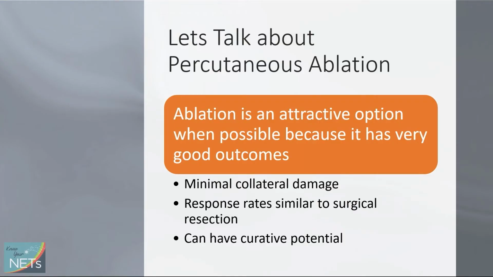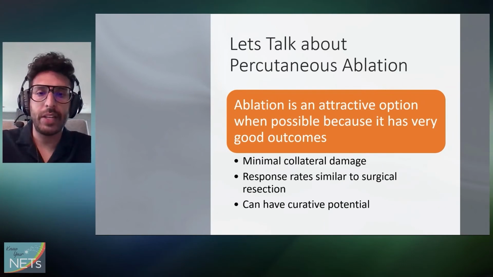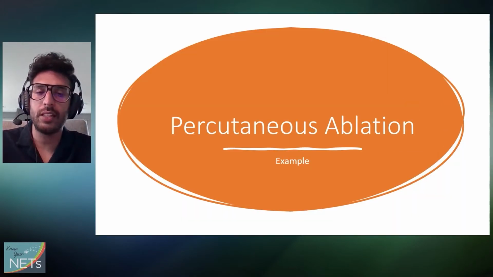Now I want to focus on percutaneous ablation. Ablation, as I mentioned, is where we take a needle and directly put it into a tumor. It's a very attractive option because it has really, really good outcomes. It minimizes the collateral damage. The response rates are actually very similar to surgical resection. So burning or freezing something is almost as equivalent to physically removing it. Because of this, it has curative potential. So we really like to do percutaneous ablation if we can offer it to patients.